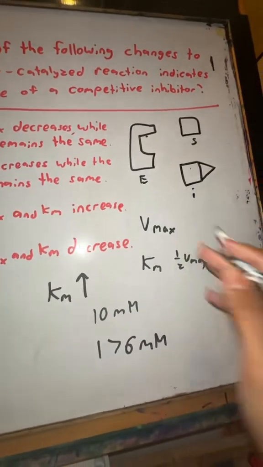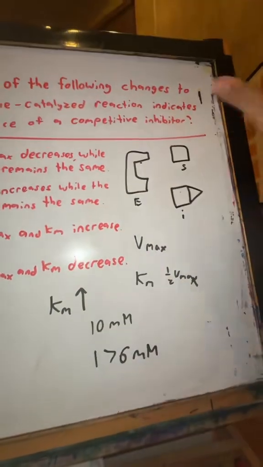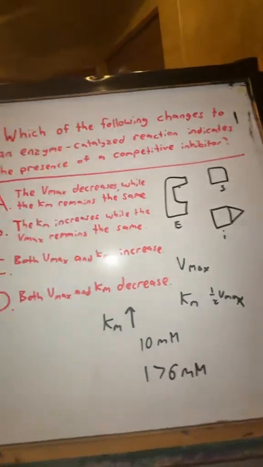It's bad because you want less Km, you want less substrate concentration to reach Vmax. If you take more, then it's less efficient. But anyways, that's going to fit into choice B.